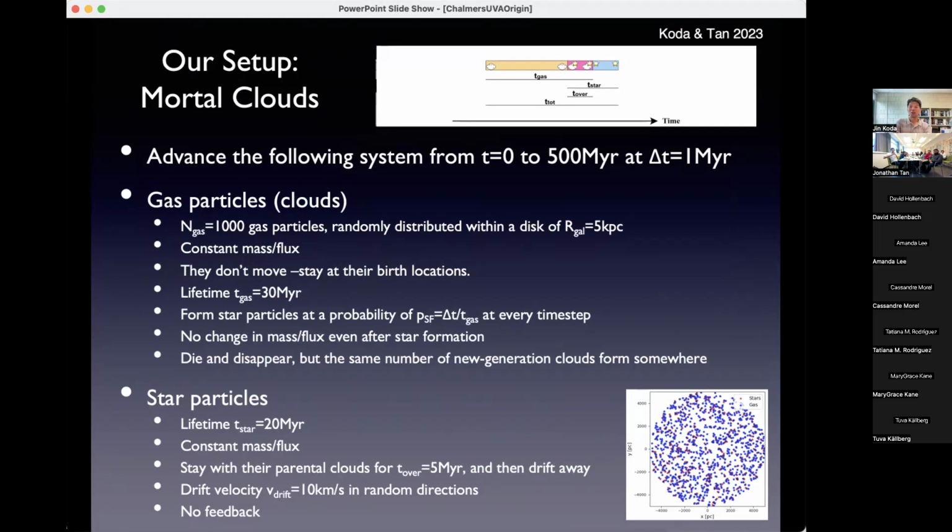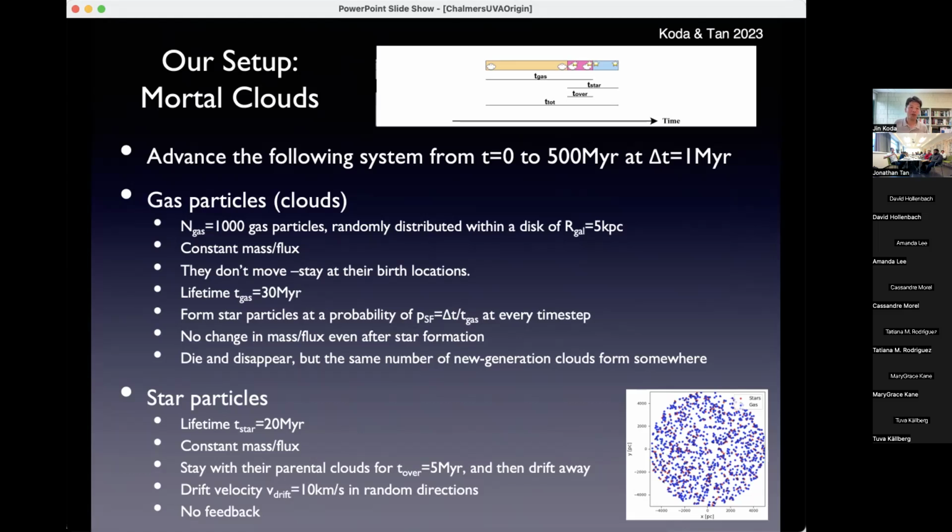So what we did was just put 1,000 gas particles in a disk with a radius of 5 kiloparsecs. So this is the distribution, blue points. And each of them has a constant flux, because different fluxes are too complex. So we just set it constant. In reality, they could move around in the galactic disk, but if their lifetime is short, they don't move much in a disk. So we assumed that they don't move. And their lifetimes are 30 million years.